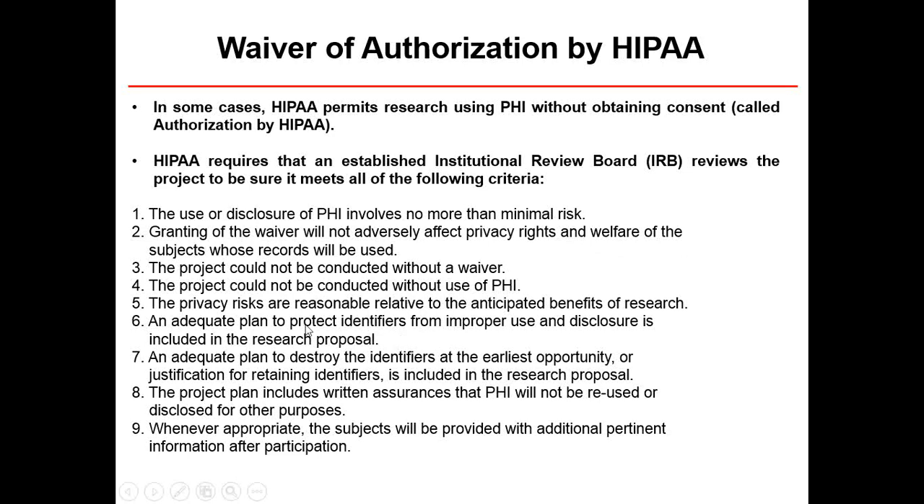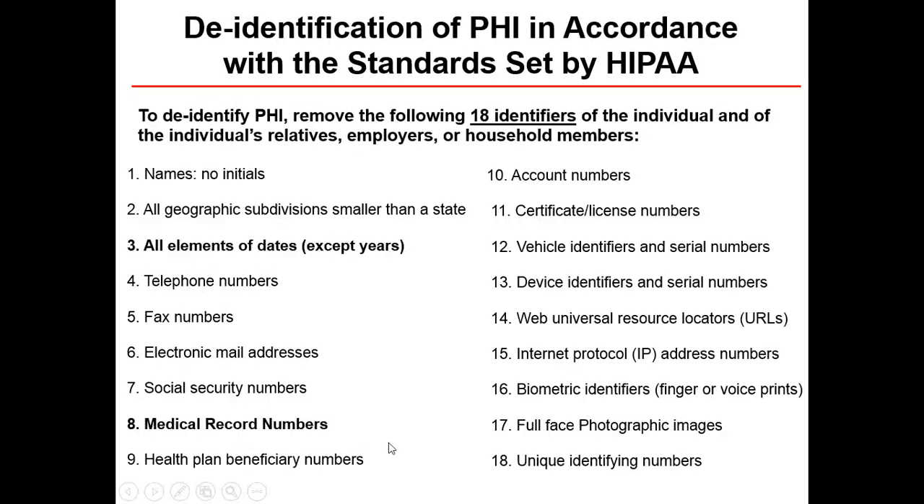Sixth is if there's an adequate plan to protect the identifiers from improper use and disclosure. And seventh, if there's an adequate plan to destroy the identifiers at the earliest opportunity, meaning that if the study is completed and already published, then there's always a definition of when to actually destroy the identifiers. The eighth is when the project plan includes written assurances that the PHI will not be reused, and also, whenever appropriate, the subject will be provided with additional pertinent information after participation.